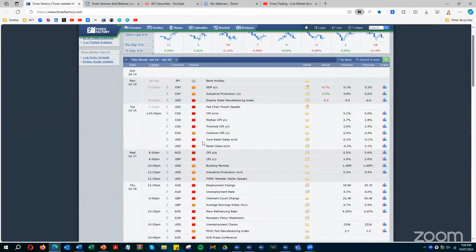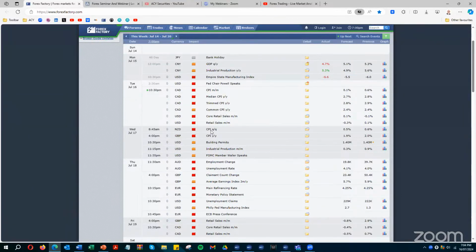At the same time we have US core retail sales and retail sales. So it's going to be volatile through that period, especially for Canadian crosses, and then any pair really when the US news comes out. At 8:45 in the morning for New Zealand, we've got CPI, more inflation data, QQ. Tomorrow afternoon for the pound, CPI year on year. The market will definitely look into that as the pound is very high at the moment. If this data is coming in lower, then that offers the opportunity of an interest rate cut coming down the track, maybe. Thursday morning, 11:30 a.m., we've got the Aussie unemployment change and unemployment rate.